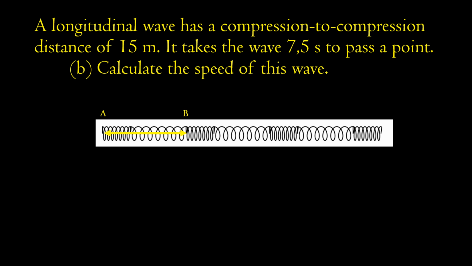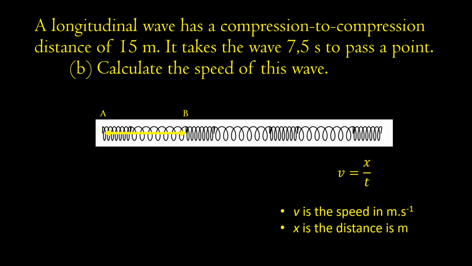Another way to calculate the wave speed is to use the expression the speed v equals the distance x divided by the time taken t, where v is measured in meters per second, x, the distance, is measured in meters, and t, the time, is measured in seconds. So we know that the distance x from A to B is 15 meters. That is the compression to compression distance that was provided to us in the beginning. And the time taken is t, which is 7.5 seconds.